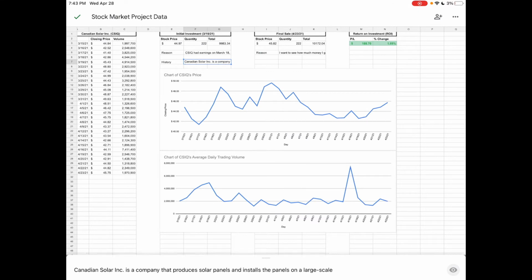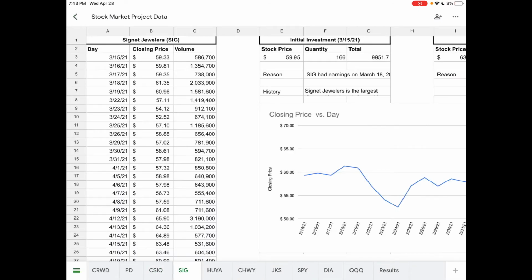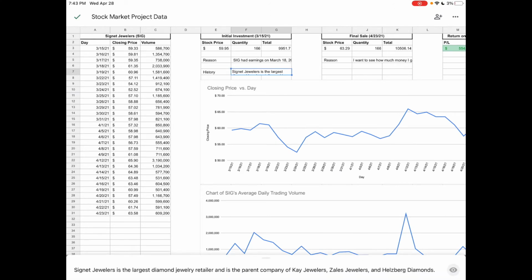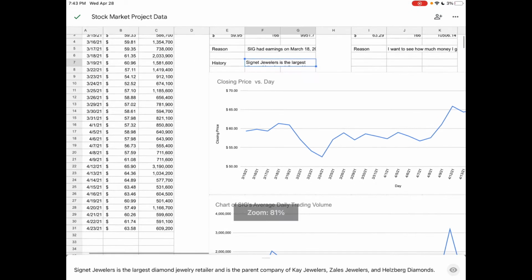All right, so the next stock that I got is Signet Jewelers, which is the largest diamond jewelry retailer and is the parent company of Kay Jewelers, Zales Jewelers, and Helzberg's Diamonds. And so here's the data that I collected.